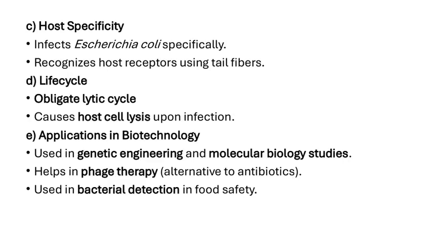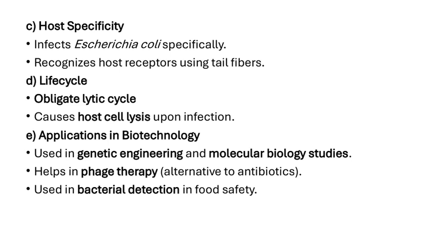Let's start with host specificity. This phage infects Escherichia coli specifically, meaning it has a very targeted approach. It recognizes its host by using tail fibers that bind to specific receptors on the bacterial surface. This precision is crucial because it determines which bacteria the phage can infect.